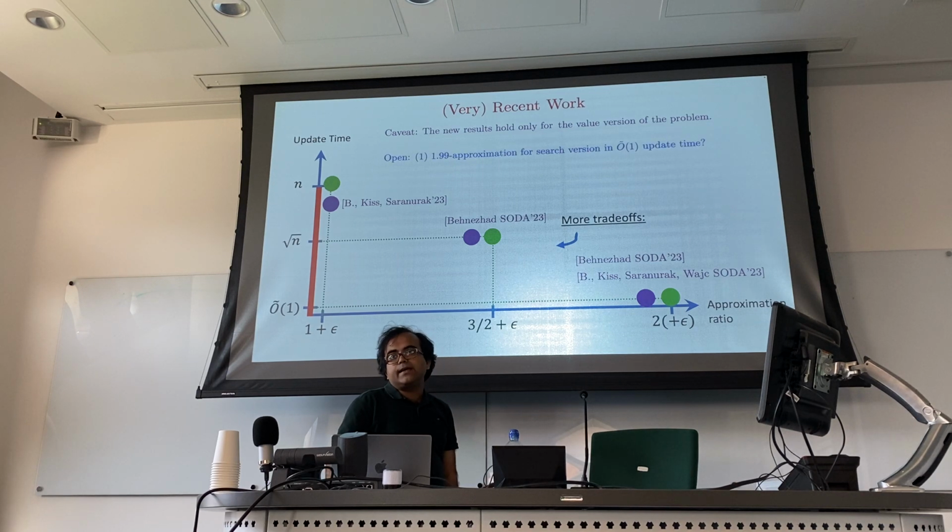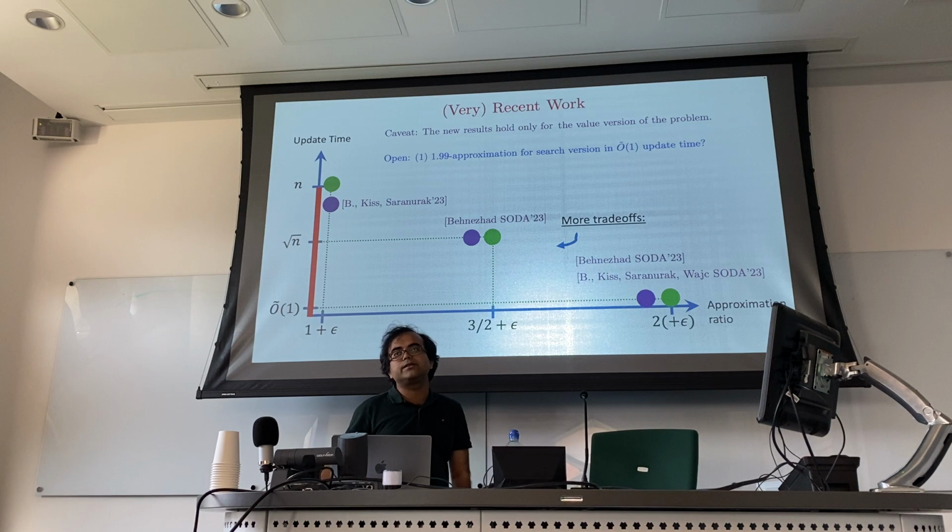So two very natural and, I also think, very hard open questions that I have no clue about are the following. A, can we make these results work for the search version of the problem? Let's say, can we get 1.99 approximation when we are actually maintaining a matching, not just its value? The current approach will not work. We will need completely different ideas.